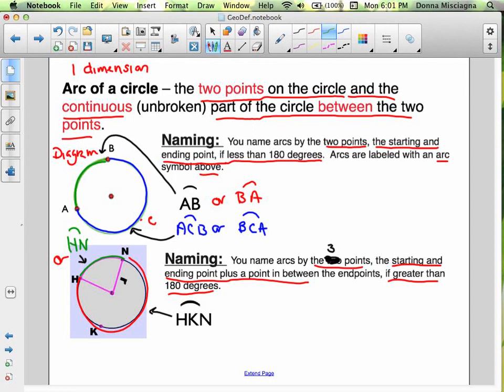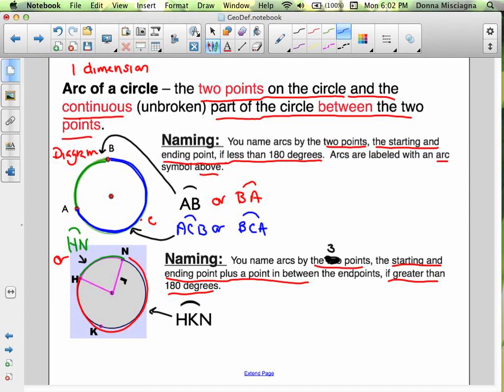All right, but let's just talk about naming them. So here, if I want to refer to this diagram and go the long way, I need a 3rd point. So I have arc ACB, and the order doesn't matter, or it could be arc BCA. Right? So the larger arc there is arc ACB. If I want the smaller arc, I'll use 2 letters, and it'll be arc AB or arc BA.